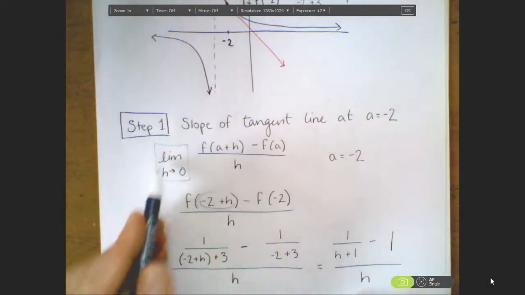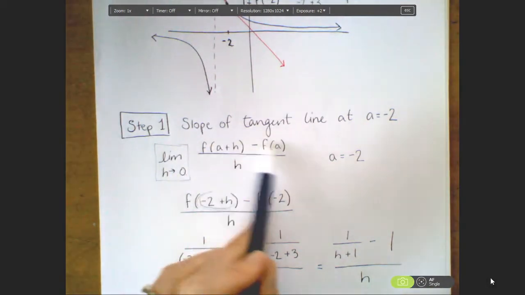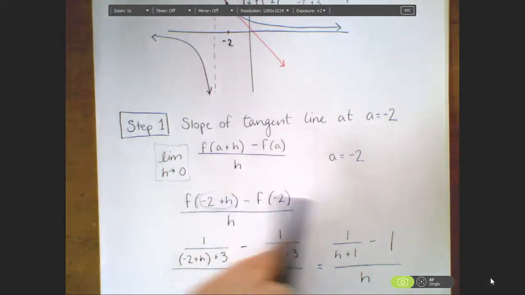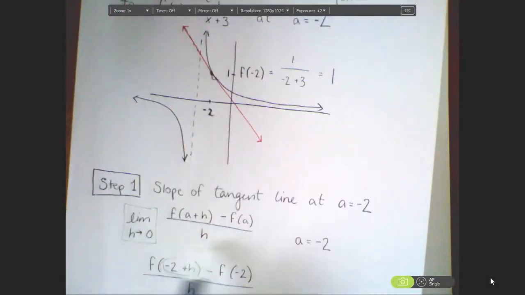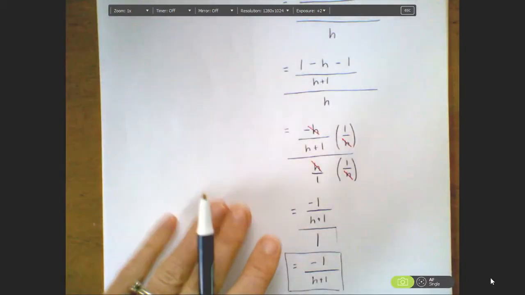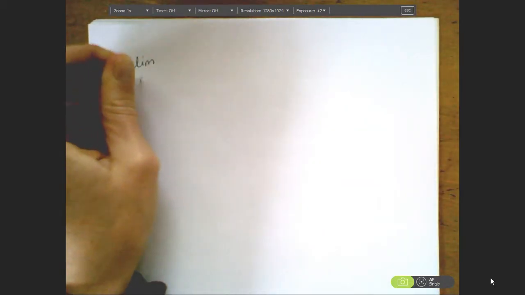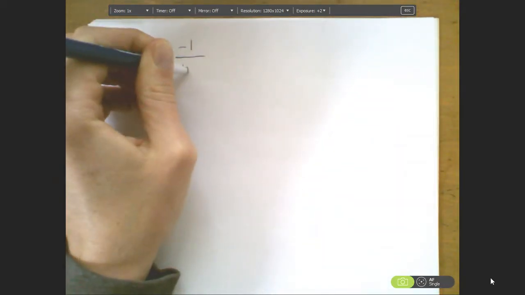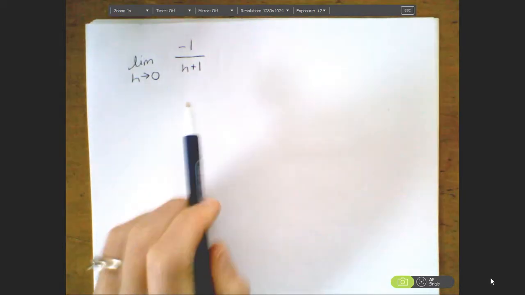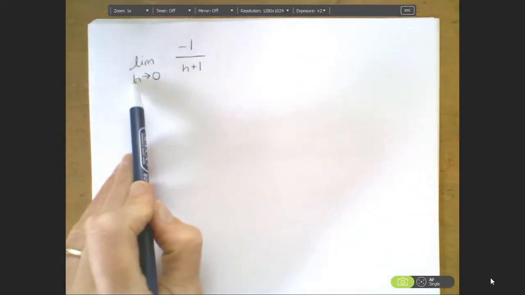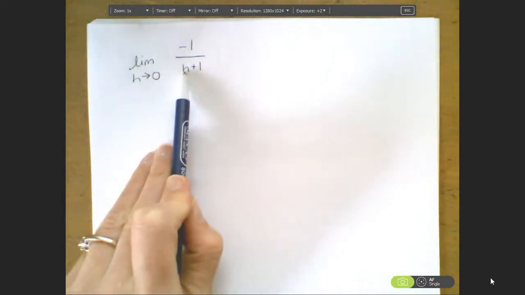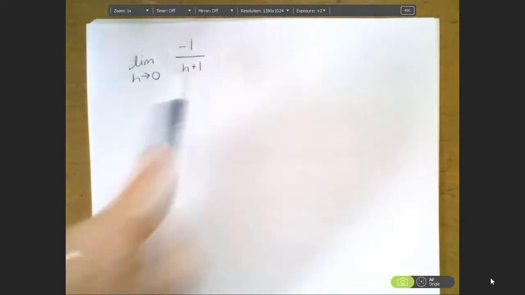So we were trying to find the limit as h approaches 0 of this value, because that's going to tell us our derivative when a equals -2. So we just did a bunch of work to simplify this, and now we need to take a limit. So let's consider the limit as h approaches 0 of -1 divided by h plus 1. Notice now this is a continuous function, and when I evaluate this limit, I can actually evaluate this value by just plugging in h equals 0.